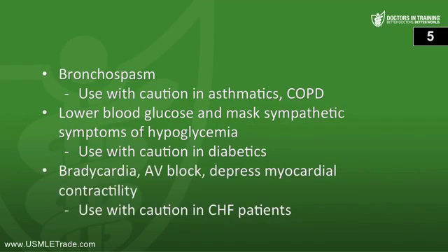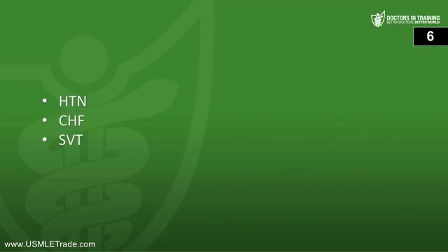And then next, you can cause things like bradycardia, you can cause AV block, and they can depress myocardial contractility. So you want to use a lot of caution using beta blockers in patients with CHF or patients who have bradycardia. Next, what are the various clinical applications of beta blockers? So beta blockers can be used for a lot of different things. Hypertension, CHF, supraventricular tachycardia. We use a lot in angina and MI patients. And then we're going to use some of those beta blockers in glaucoma patients as well.